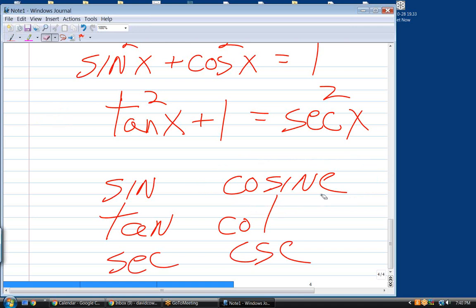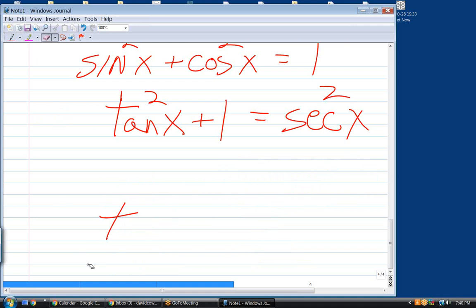So it's important to know your cofunctions. And in terms of this third Pythagorean identity, it's the cofunction of tangent. That's cotangent squared plus 1. And what's the cofunction of secant?